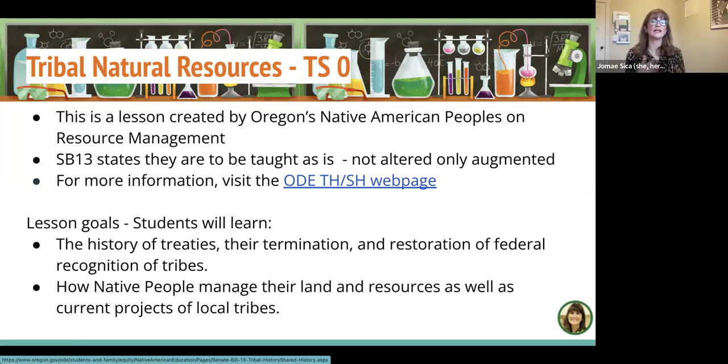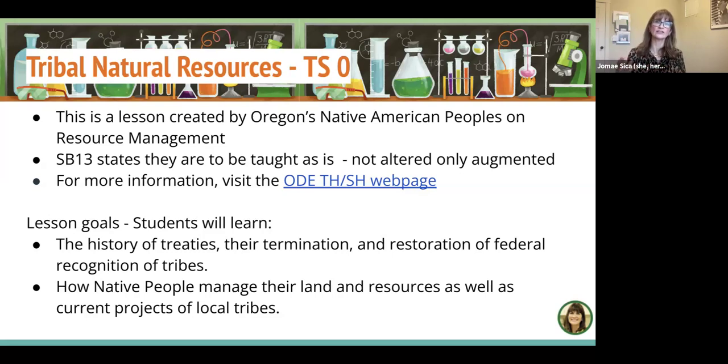There's several different lessons. If you teach patterns biology, several of the lessons fall into patterns biology. So this is one of the ones that we are trying to help share that load of teaching these required state lessons, and we implement some in chemistry as well. In this particular lesson, students first start with learning about the history of treaties, how they were terminated, and then how the federal government restored recognition of tribes. So it does start as a little bit more of a history lesson, but then it transfers into how Native people are managing their land now and how they've managed their land since time immemorial. And then also it looks at what current projects the local tribes are working on.